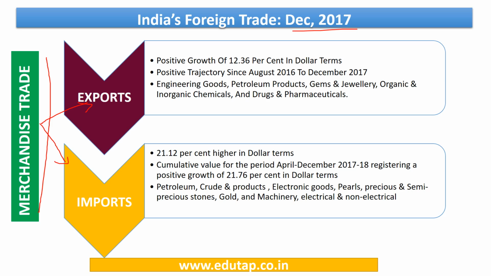The exports have seen a growth of about 12.36% in dollar terms for the month of December 2017, and the growth from August 2016 to December 2017 has been on positive terms, that is, exports have been increasing in this particular period. But in one month, October 2017, there was a slight dip of 1.1%. Other than that, there was an increase in exports in this period.